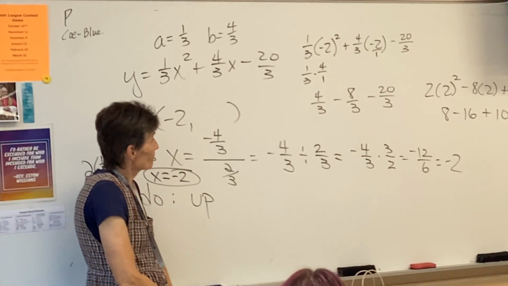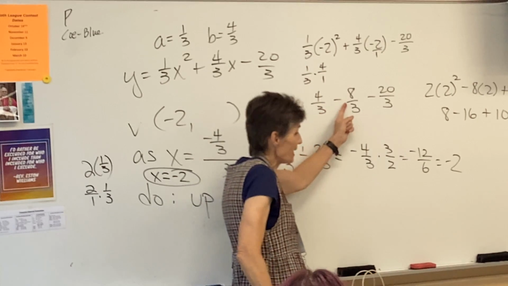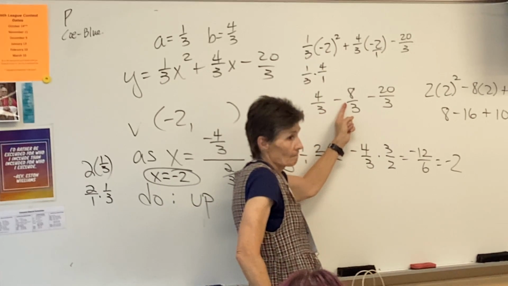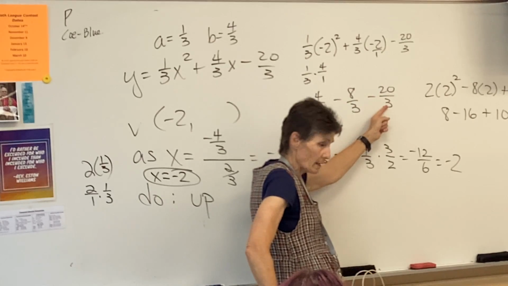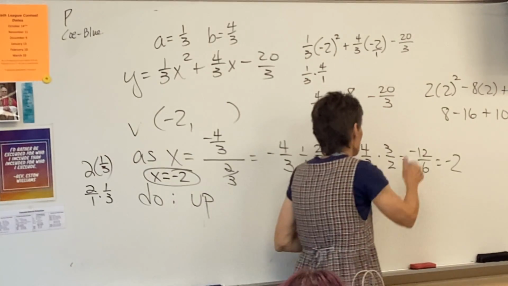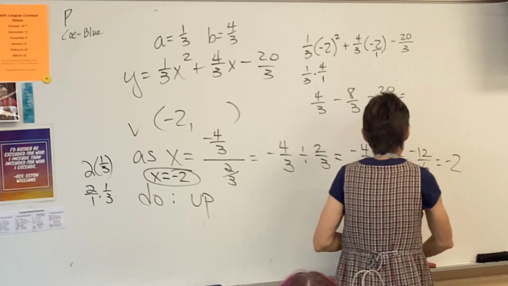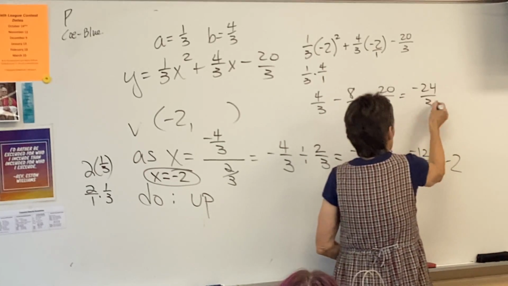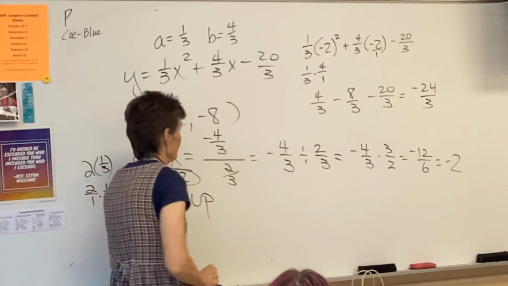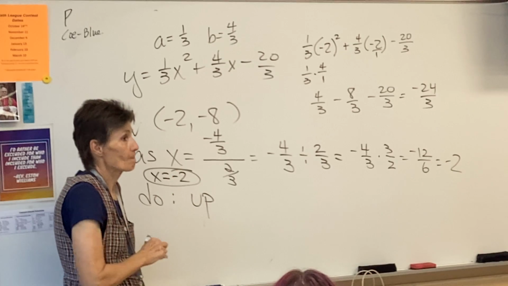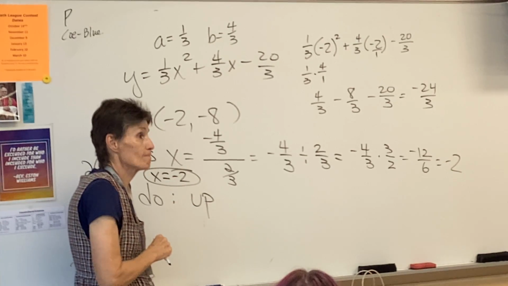So 4 minus 8 is negative 4, minus another 20, negative 24 thirds, which is negative 8. Can we just put that on our calculator? Yep, you'll have a calculator for all this.